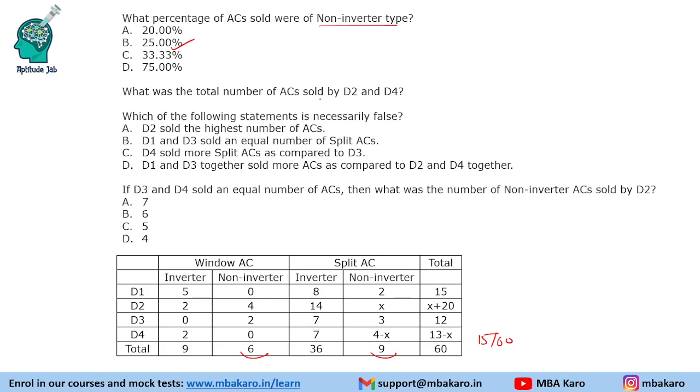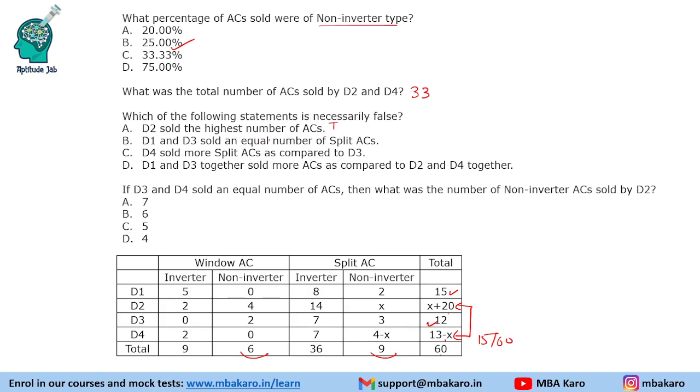What was the total number of ACs sold by D2 and D4? So D2 and D4, we do not know the numbers uniquely, but collectively we know that they sold a total of 33 ACs because these two are selling 27 and total is 60. Which of the following statements is necessarily false? D2 sold the highest number of ACs. Okay, D2 is selling x plus 20. So definitely that is true.